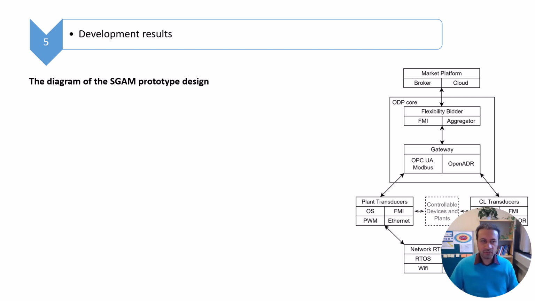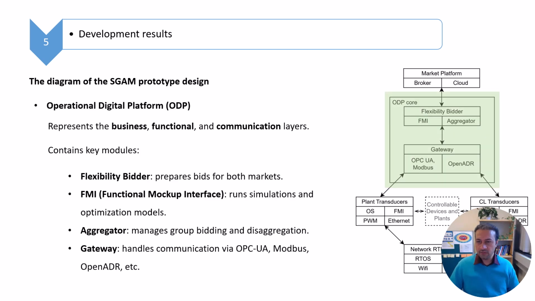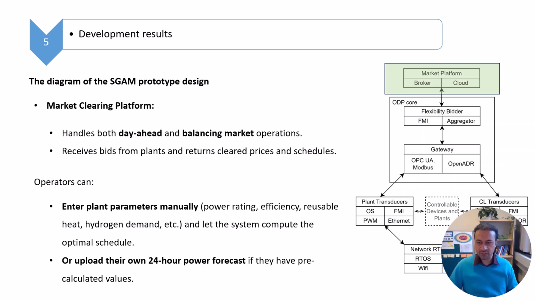Here in this figure, you can see the SGAM prototype design for our platform. So we have the ODP as the core, and we have the flexibility bidder in all markets. We have the FMI that runs the simulation and optimization models. We have the aggregator that aggregates the bids, submits them into the market, and also disaggregates the flexibility bid among all the resources, all the P2X plants, and also the gateways for communication.